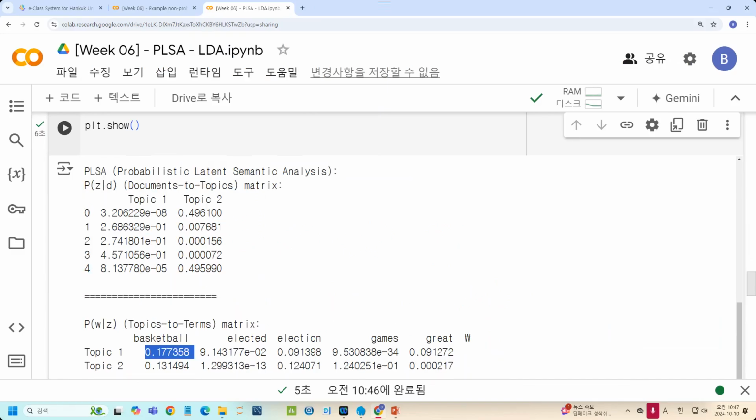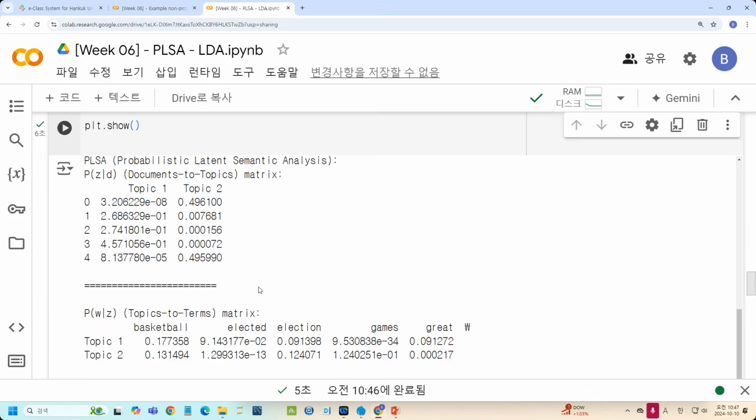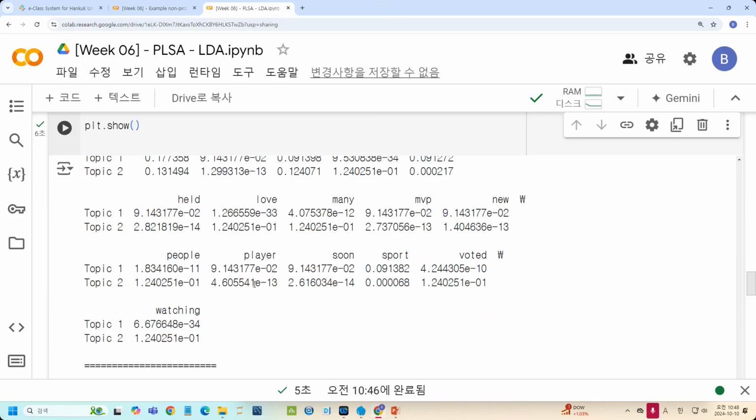And document zero is more in topic two, because in topic one the value is very small. This belongs to topic two, this belongs to topic two. Most of them belong to topic two. Maybe because the number of iterations is very small, so all of them belong to one topic. Okay, so that's about the PLSA.